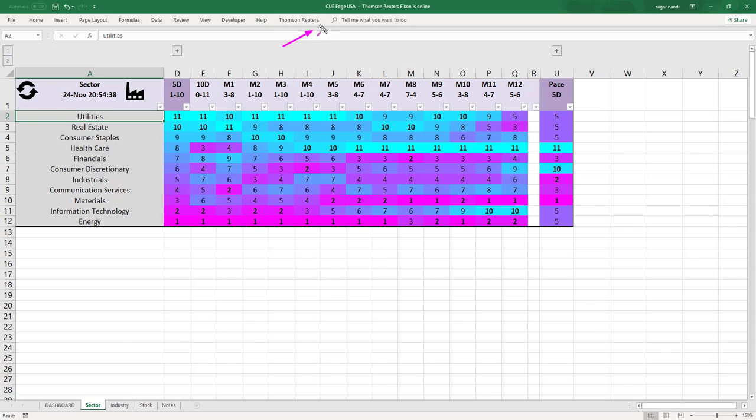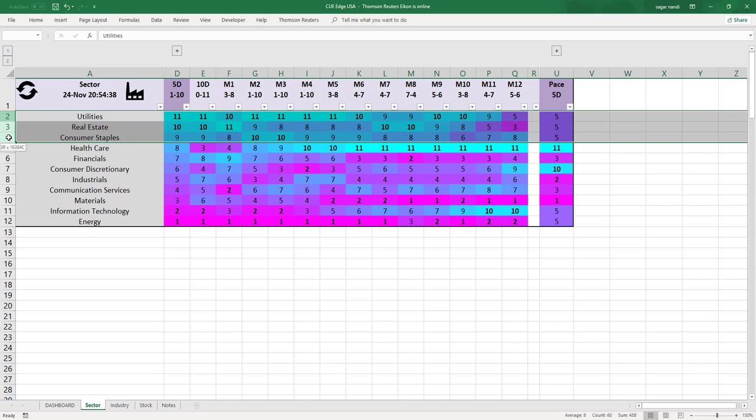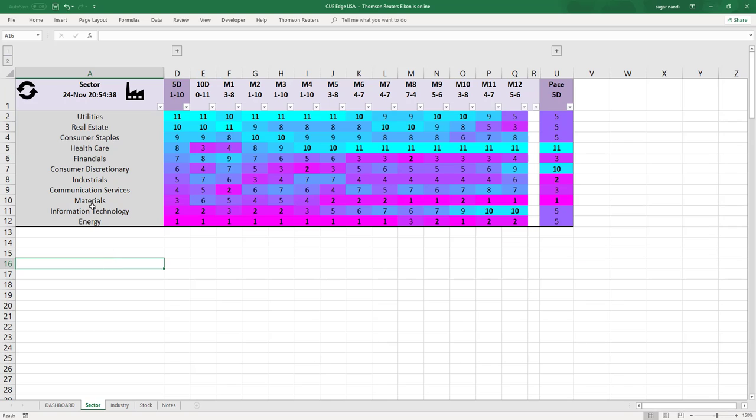Sector scorecard and heat map using CUE Edge. Here we are analyzing the 11 sectors across 12 monthly review periods and then more frequently over 10 days, 5 days, etc. Cyan is bullish, magenta is bearish. Clearly, the strongest sectors are defensive in nature, utilities, real estate, and consumer staples. The weakest sectors right now are materials, information technology and energy.